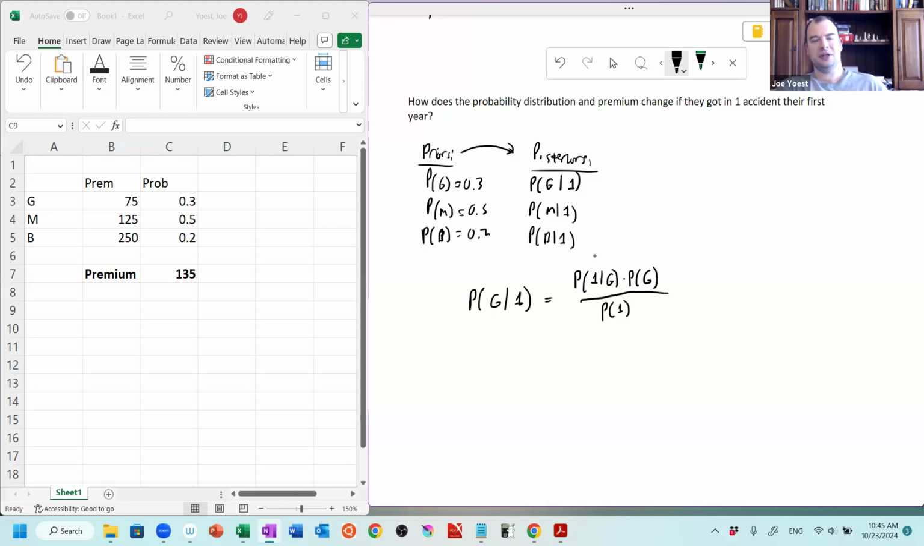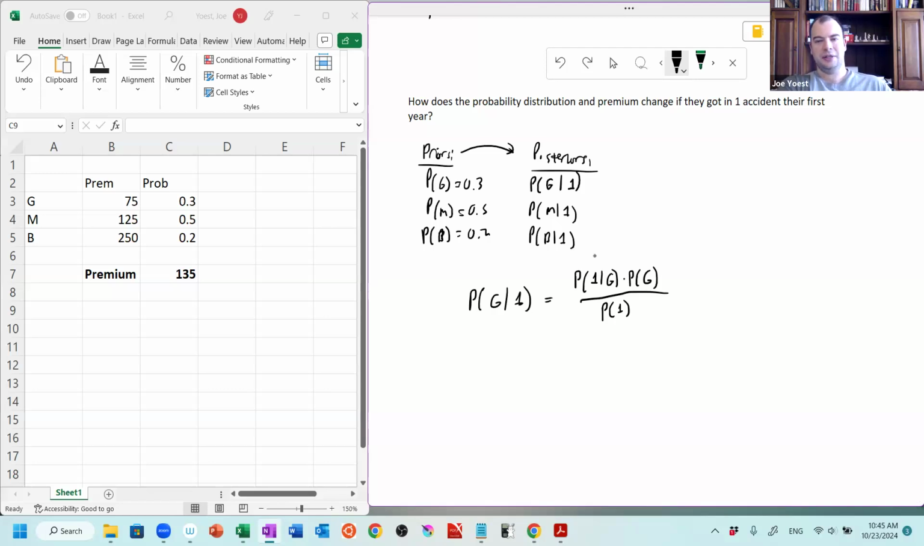If you ever get confused what goes on the top and what goes on the bottom, remember that we got this by looking at, for instance, probability of 1 and good. So these two have to match, right? Probability of 1 and good is probability of 1 given good times probability of good. So that's just from our basic multiplication rule for dependent events.